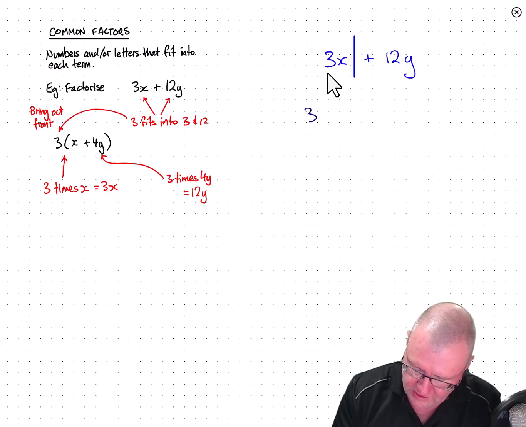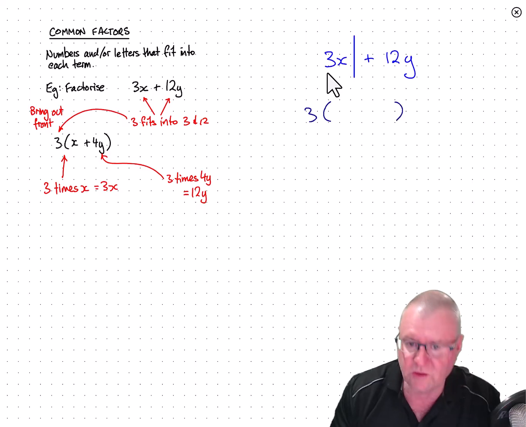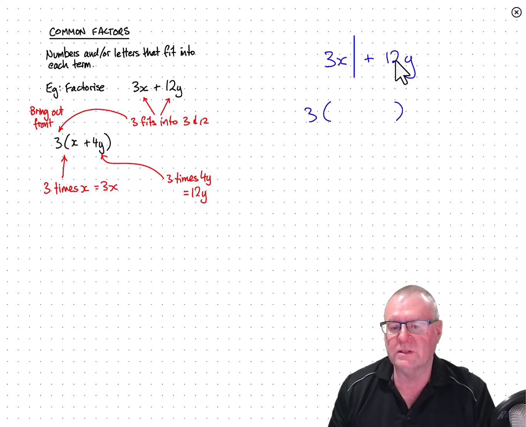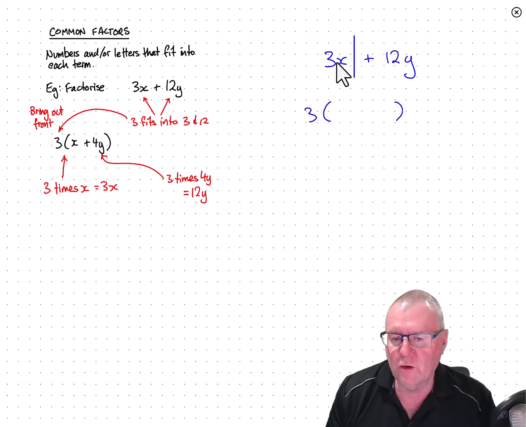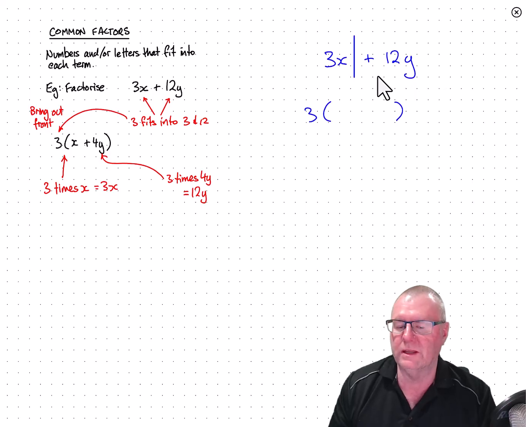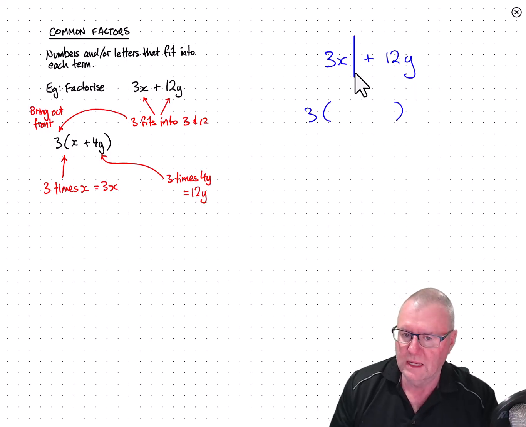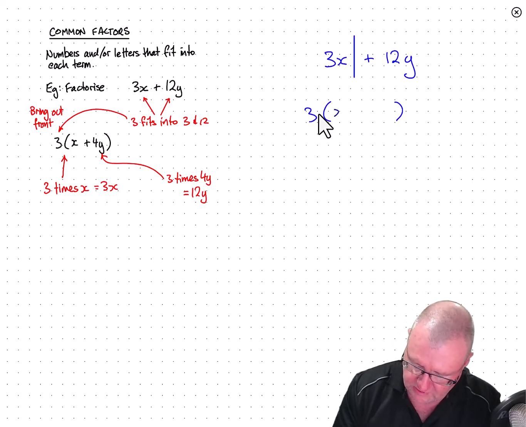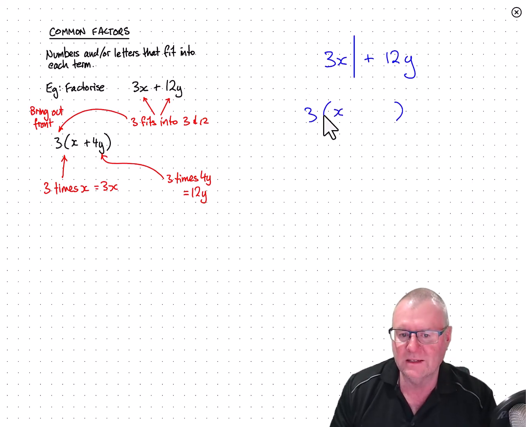So I'm going to pull 3 out the front of a set of brackets because 3 fits into 3 and 3 fits into 12. There are no letters that are common to both, so there's no letters I can pull out of this one. What do I need to multiply 3 by to get back to the 3x? Well, it's going to have to be 3 times x, because 3 times x gives me my 3x.